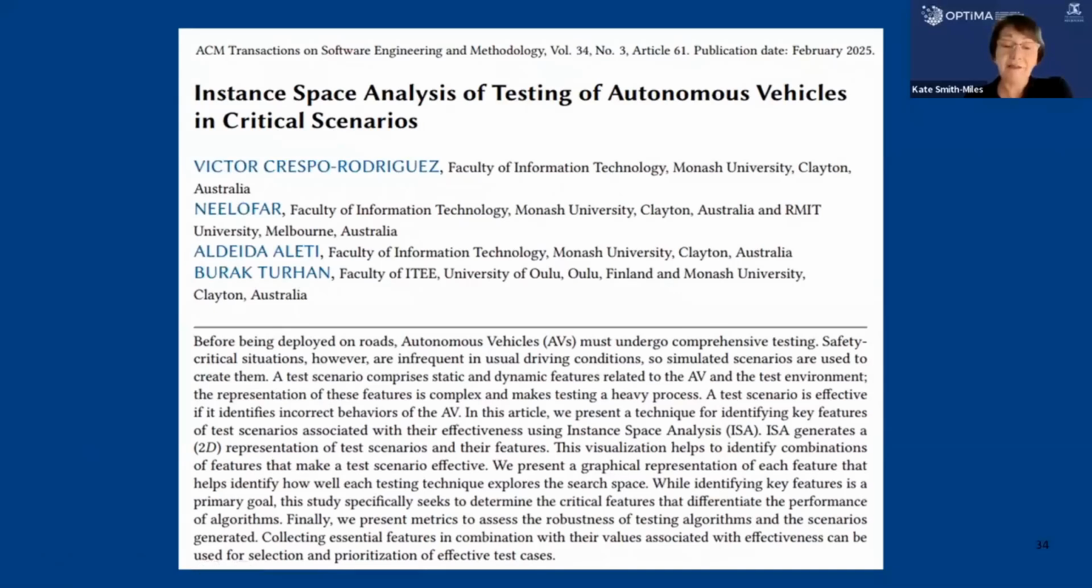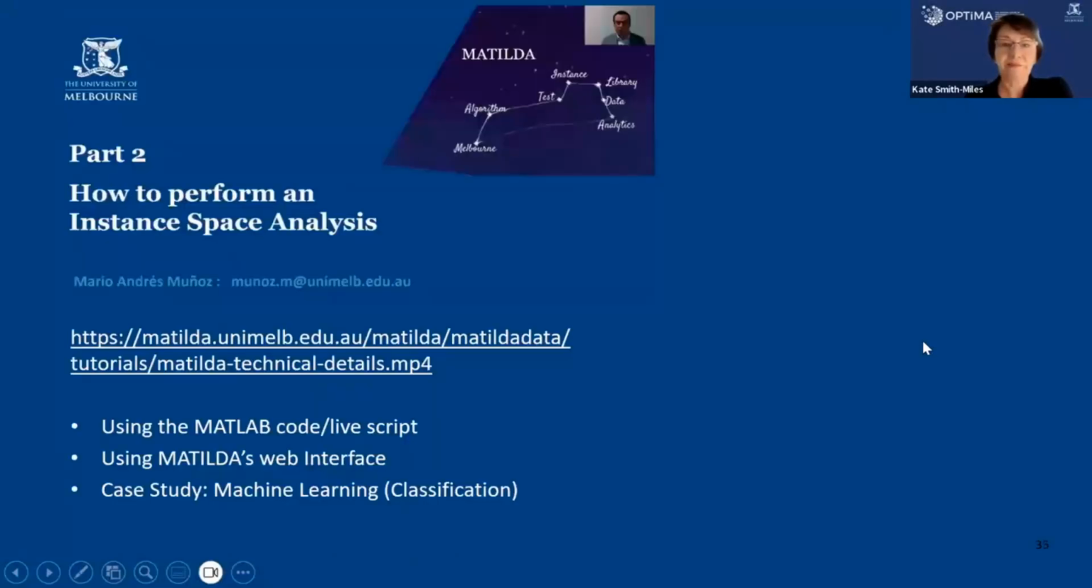I'm noticing some instance-based analysis that is not on Matilda yet, including this recent paper on using it to test autonomous vehicles, trying to understand the terms and conditions under which different autonomous vehicle algorithms are to be trusted. So it's really exciting to see some of these new application areas.